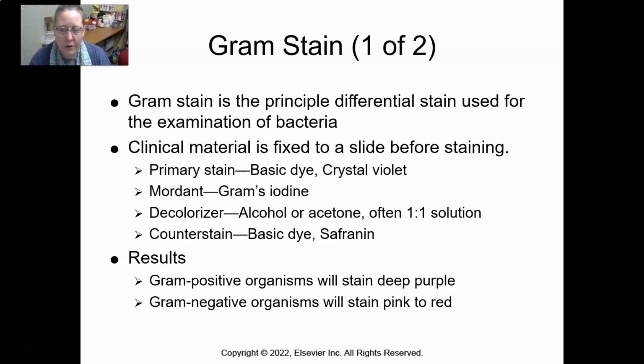And then the counter stain is a basic dye called safranin, and that is to be able to give color to everything that lost its color during the decolorizing step, so we can visualize it. In the Gram stain, safranin is a pinkish red color, and so everything that stains with the crystal violet is considered gram positive and it's purple, and everything that stains with the safranin is a pinkish red color and it is considered gram negative.